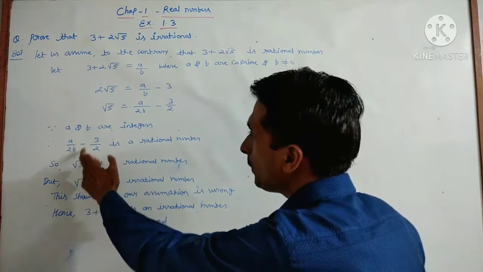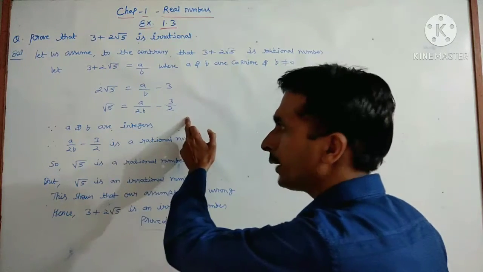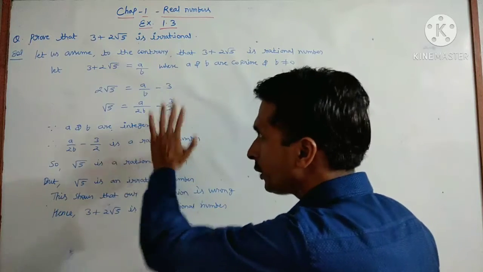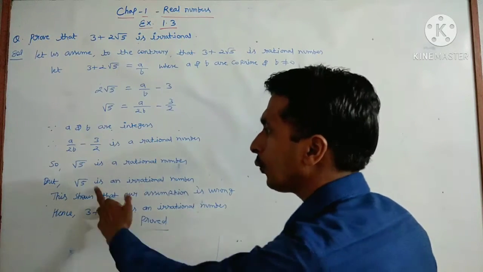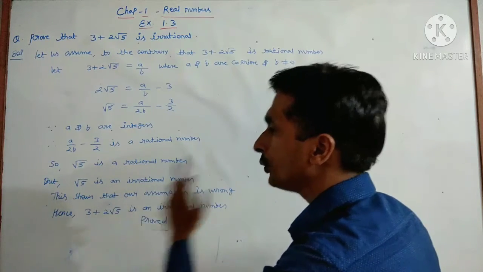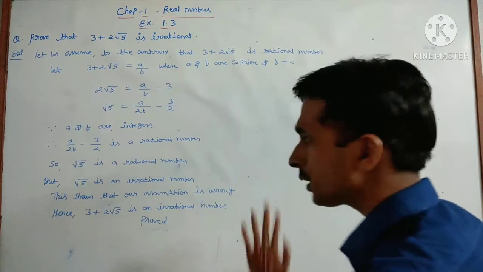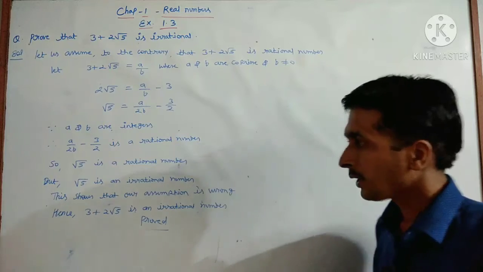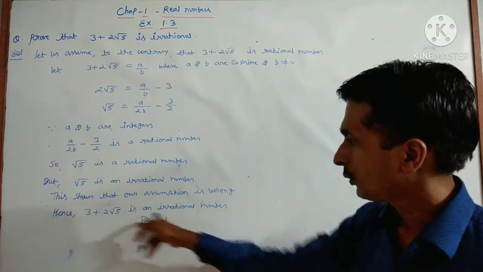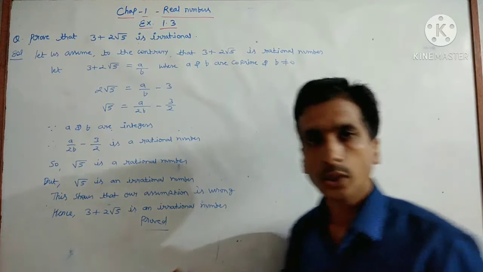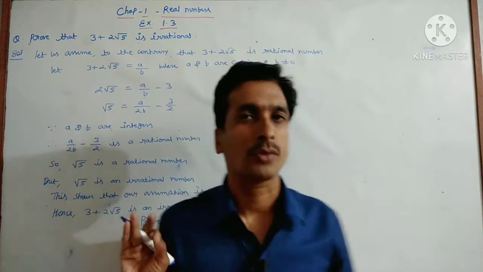A minus 2b minus 3 upon 2, this portion is a rational number, and this is rational, so you can say root 5 is also a rational number. But we know that root 5 is an irrational number, so this shows that our assumption is wrong. Our assumption is wrong, this one is not rational, so it will be irrational, so that will be proved. Okay, so we will solve the next question.